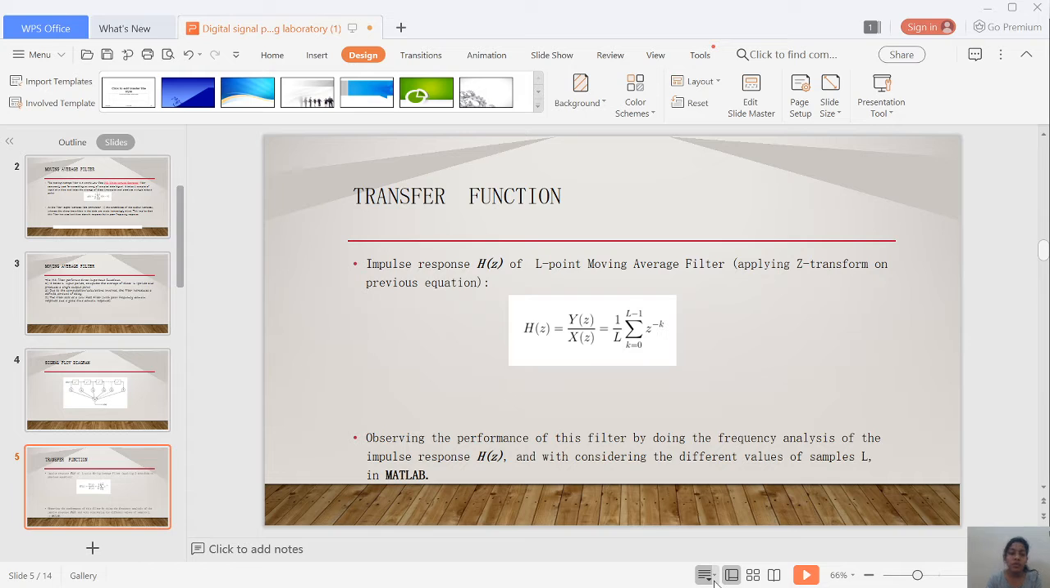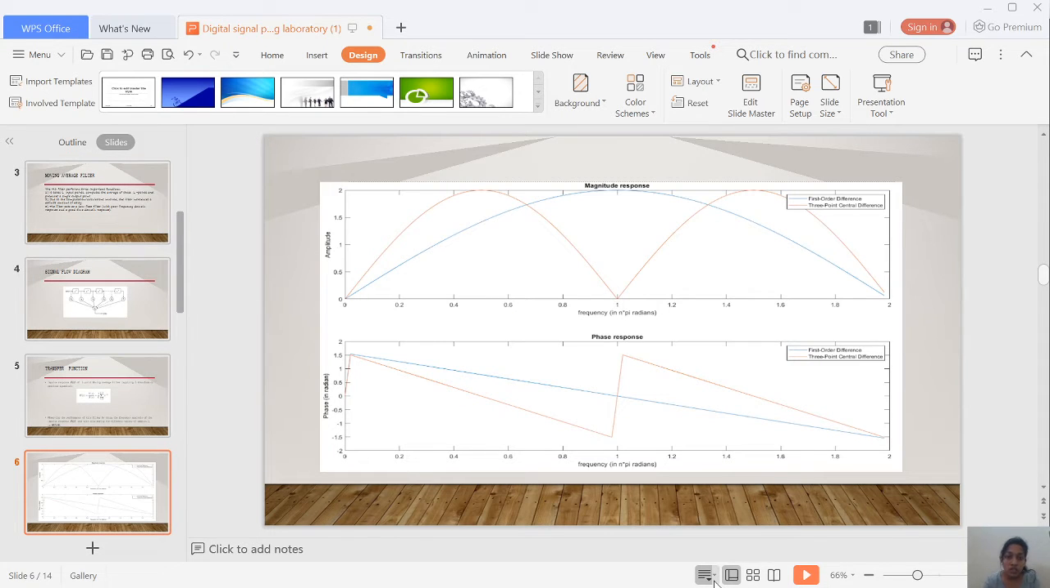So for observing the performance of this filter, we have done the frequency analysis of the impulse response by considering different values of L in MATLAB. As we can see here, this is the magnitude response of the various filters. One is the first order filter and the second one is the 3-point central difference filter. The blue line here indicates the magnitude response of the first order difference. This is a plot of amplitude versus frequency. And the red color indicates the 3-point central difference filter that we'll be discussing in the next session.